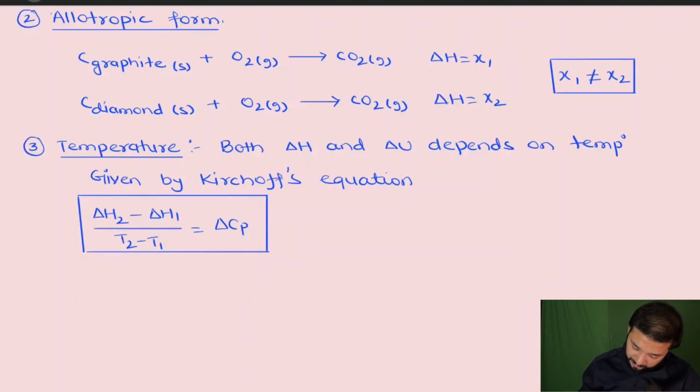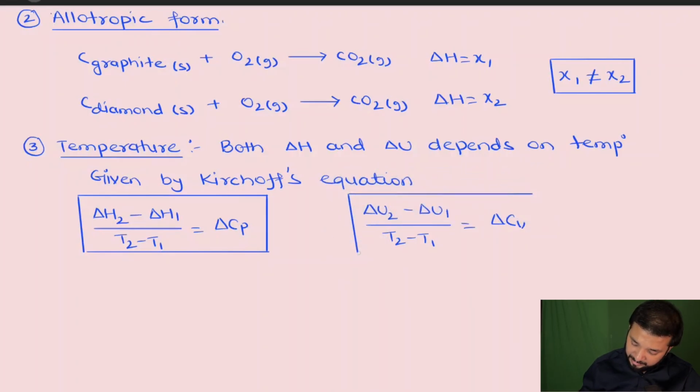Same way, we can write delta U2 minus delta U1 upon T2 minus T1 is equal to delta Cv. Delta U2 is the change in internal energy at temperature T2. Delta U1 is the change in internal energy at temperature T1. And delta Cv is the change in molar heat capacity at constant volume condition. So this is the third factor.